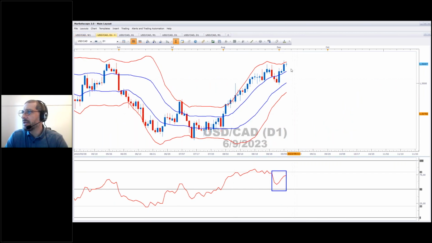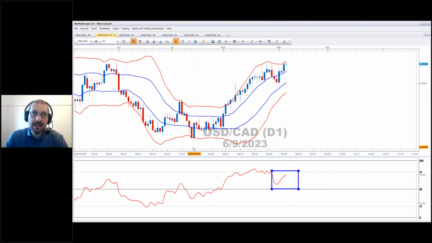Look where we're tracking. We're in zone 1, between the upper blue and upper red. And what's interesting, the red Bollingers are now tracking higher. The RSI is above 50. Okay, so we've got some bullishness there.